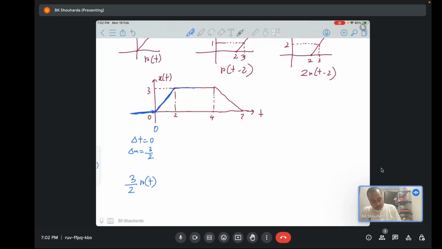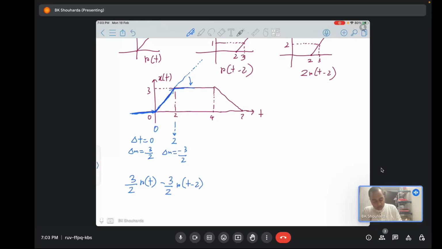Suddenly I see that it has become flat. Where did it become flat? It became flat at 2, and because it became flat, there must have been a change in slope. So how much was the change in slope? Had there not been change in slope, it would have continued to move like this all along with slope 3 by 2, but here this slope has become 0. So what is this change in slope? 0 minus 3 by 2. So the delta m is minus 3 by 2. So what do we write? Minus 3 by 2 change in slope times ramp at t minus 2.